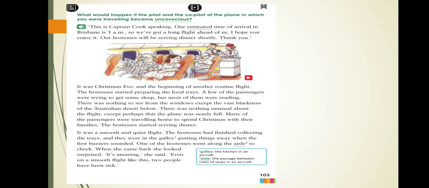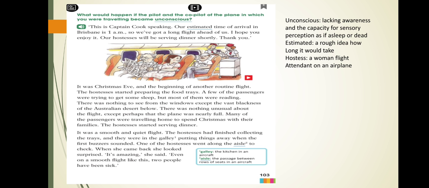So it all suggests that this plane had an estimated time. What is the meaning of estimated? We have the meanings here on the right side. Unconscious: lacking awareness and the capacity for sensory perception, as if asleep or dead. Estimated: a rough idea of how long it would take. Hostess: a woman flight attendant on an airplane.